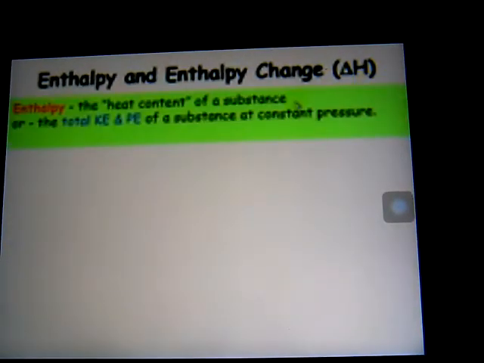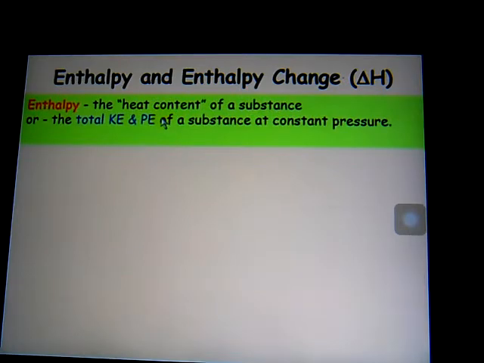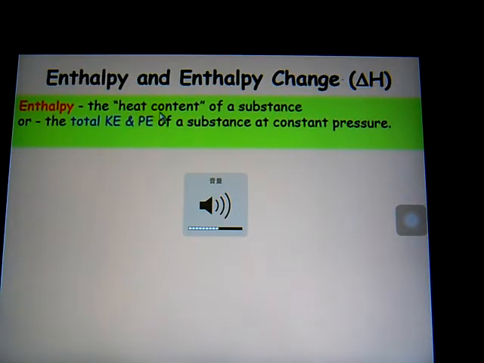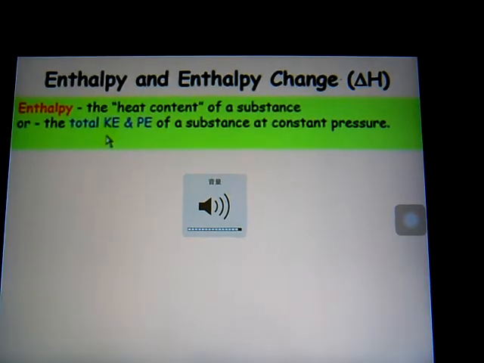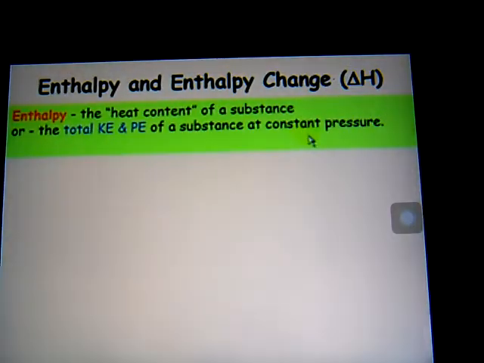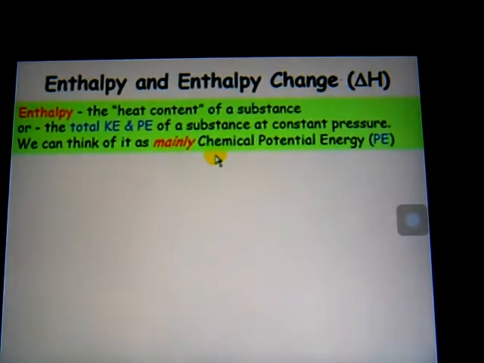This video is about enthalpy and enthalpy change, or delta H. If you look up enthalpy, there's a couple of different definitions for it. One calls it the heat content of a substance. Having a high heat content doesn't necessarily mean it's hot. Another definition is the total kinetic and potential energy of a substance at constant pressure. In this course, we can think of enthalpy mainly as chemical potential or stored energy.